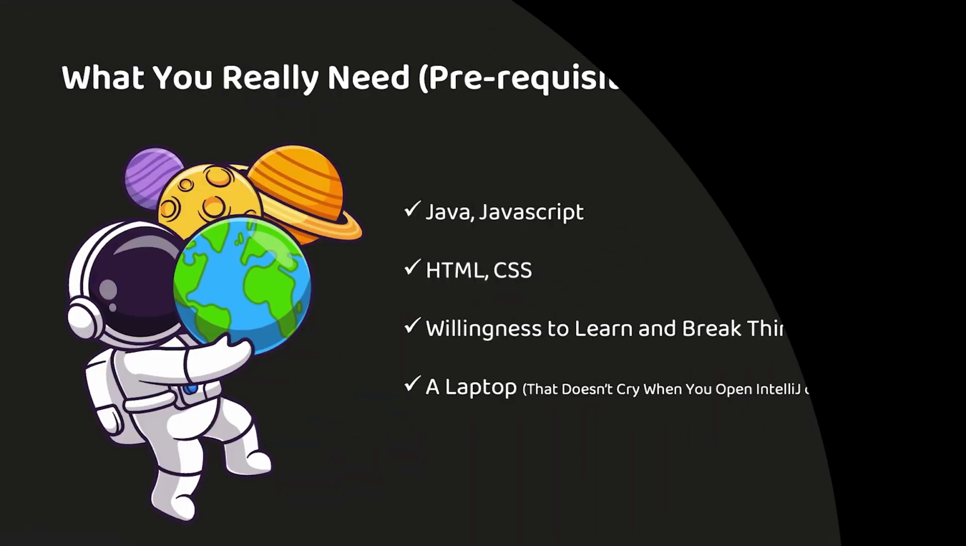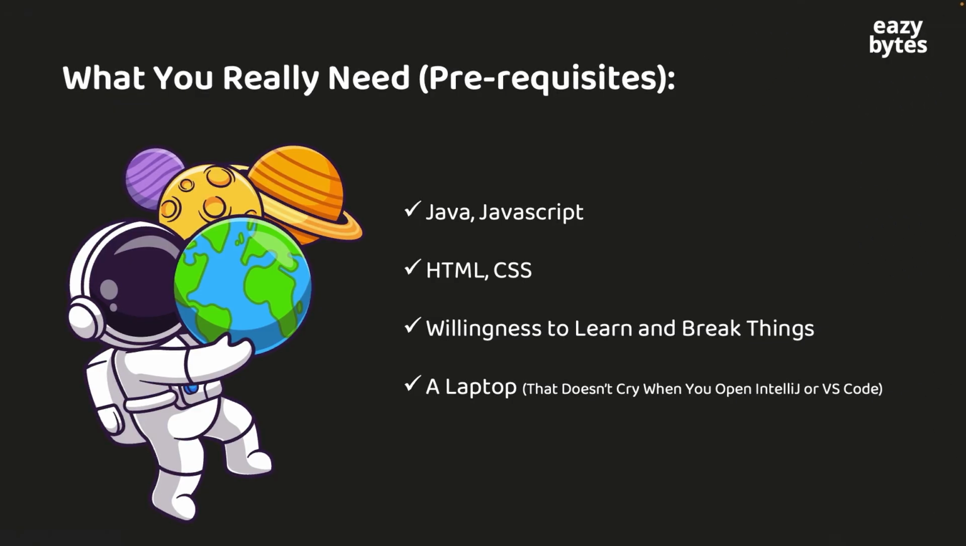In order to understand the concepts that we're going to discuss inside this course, you should have some basic knowledge of Java, JavaScript, HTML, CSS. Apart from this technical knowledge, you should also have a willingness to learn and break things. By making mistakes and debugging the code, you're going to learn a lot. Throughout this course, we're going to make a lot of mistakes. From the same mistakes, we're going to enhance our application step by step.